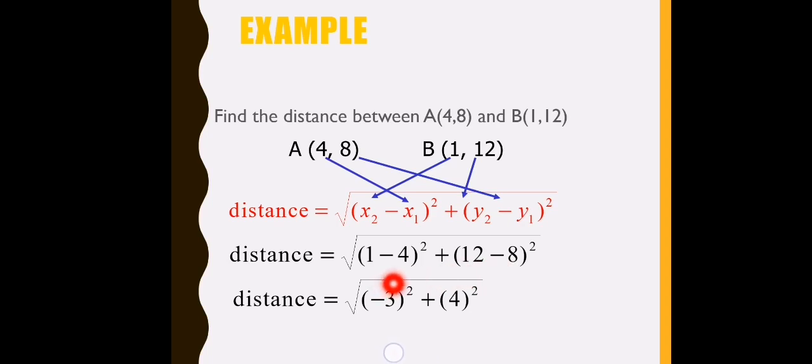Negative 3 squared is simply 9. 4 squared is simply 16. When you add 9 and 16, you'll have square root of 25, and the square root of 25 is 5. So the distance between the points A and B is 5.